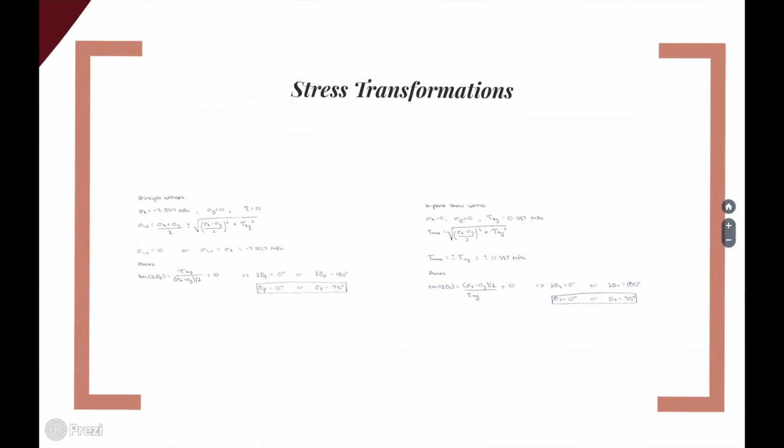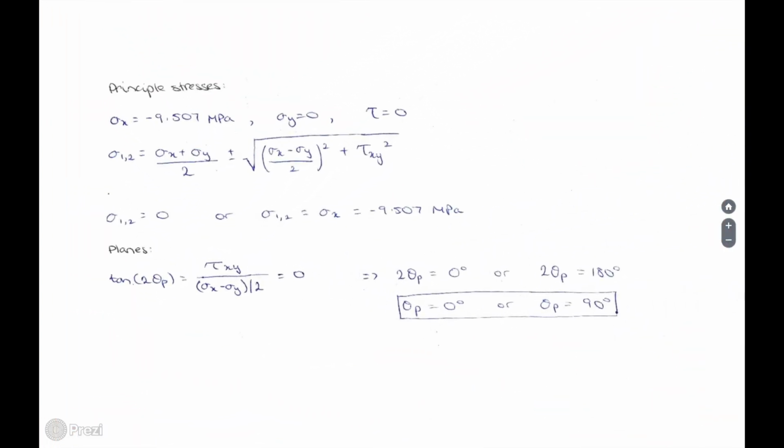Then we move on to stress transformations. For principal stress, we use the conditions of sigma x is equal to negative 9.507 MPa, sigma y is equal to 0, and tau is equal to 0. Then we find the principal stress sigma 1, 2 using the formula, and once we substitute it all in, we end up with 0, or sigma x, where sigma x is obviously negative 9.507 MPa. Then we can calculate the plane theta p, and so tan of 2 theta p is equal to 0 when we substitute the conditions again. And then solving for theta, we end up with 0 and 90 degrees.